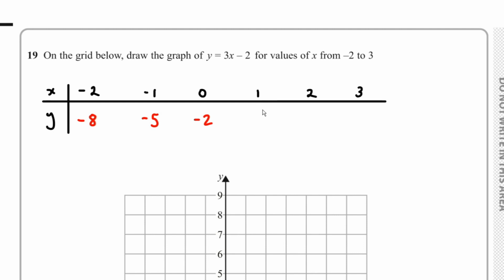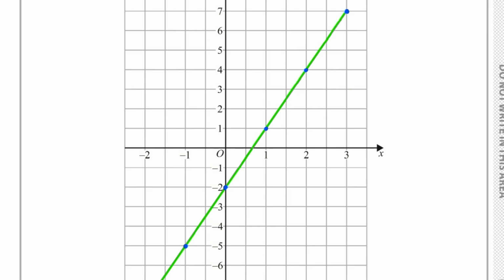When x is 1, we've got 3 minus 2, which is 1. When x is 2, we've got 6 minus 2, which is 4. And when x is equal to 3, y is equal to 9 minus 2, which is 7. So now let's plot these points and draw a straight line. So we've got this line shown here.